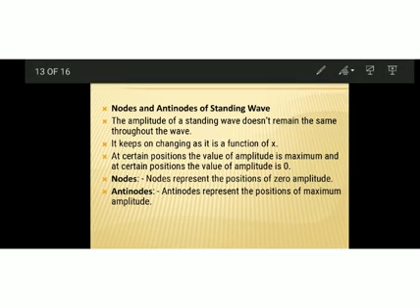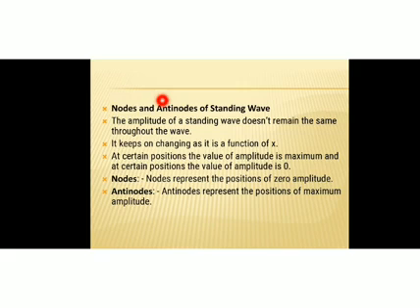Now, nodes and antinodes. What do we mean by nodes and antinodes of a standing wave? I had told you the amplitude of the standing wave does not remain the same. There are certain points with minimum amplitude and certain points with maximum amplitude. Because the amplitude part was 2A sin kx, that means amplitude is a function of x. So with respect to x, the amplitude will change.